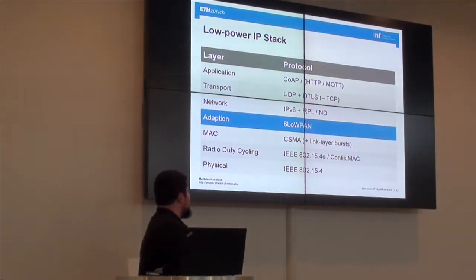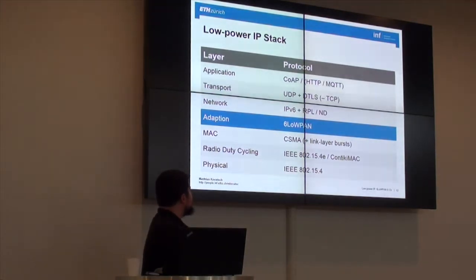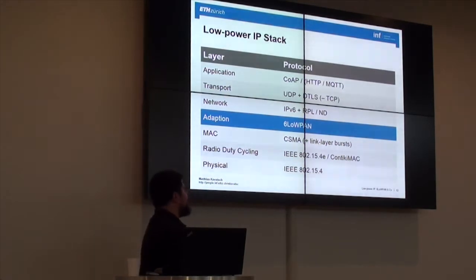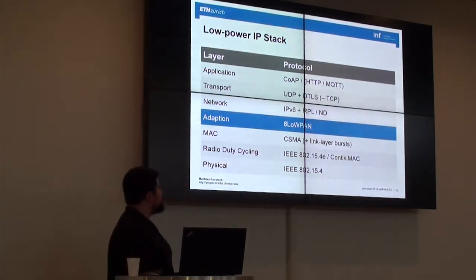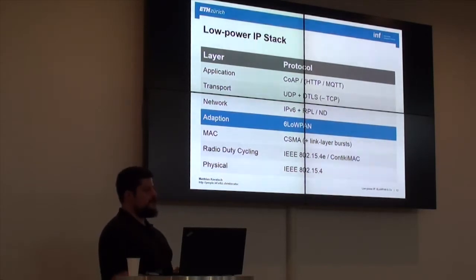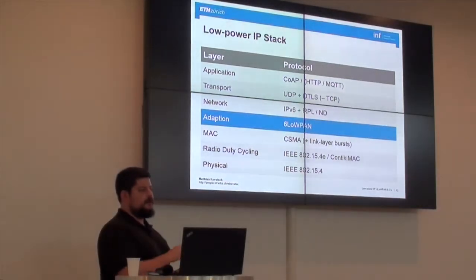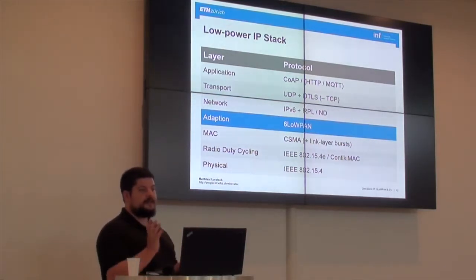You have the normal media access protocol, CSMA for instance. Then you have this adaptation layer before the actual IPv6 comes. And on top, currently there's only a definition for UDP, because also in this paper I mentioned, it turned out that TCP performs pretty badly on these low power links. You have multi-hop communication, you have a lot of drops, so packet losses.